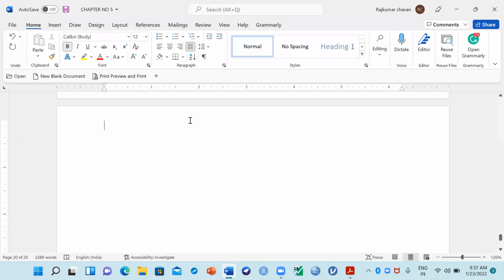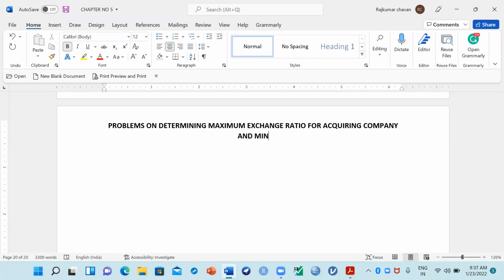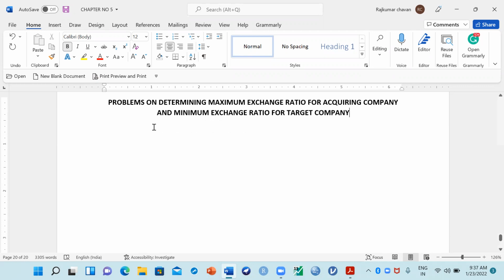So the next type of problems which we are going to discuss today, let me write here, that is the problems on determining maximum exchange ratio for acquiring company and minimum exchange ratio for target company. This is the next type of problem under the same module.